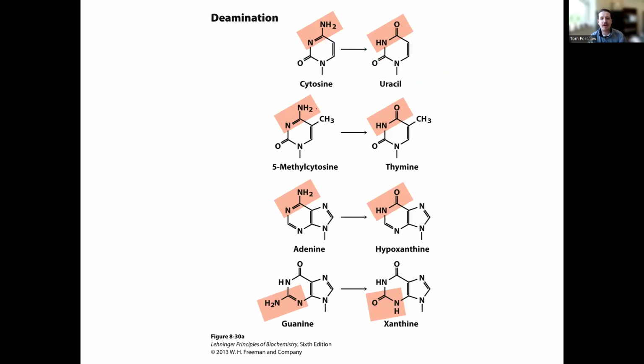For instance, deamination. Cytosine can be mutated to uracil by deamination, or adenine to hypoxanthine, guanine to xanthine, by changing the amine group, instead changing to a carbonyl because of this chemical reaction, which occurs at a slow rate, but there's a lot of amine groups, a lot of possibilities for it to happen.